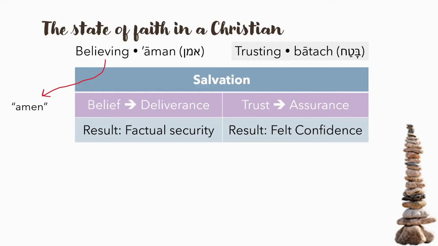But what we're advocating for here is increasing our trust in what God says, increasing our reliance. Because what that does is it gives us assurance. The more we trust what God says, the more assurance we have. And so lack of assurance, Talbert says, comes from a failure to trust in the truth of the gospel despite belief in the facts of the gospel.